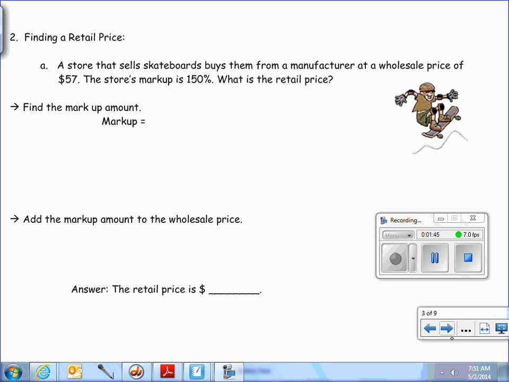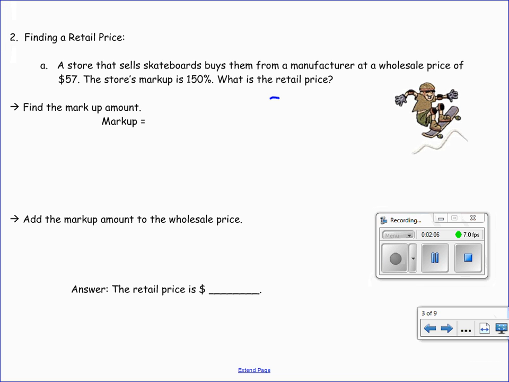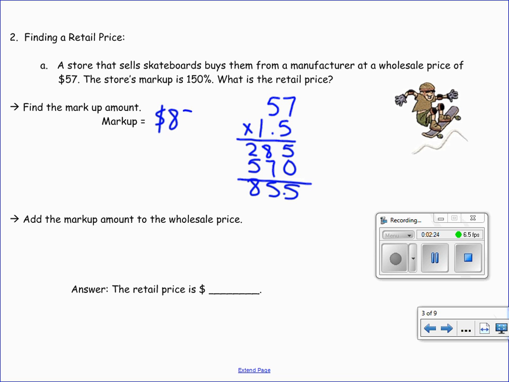Finding a retail price. A store that sells a skateboard buys them from a manufacturer at a wholesale price of $57. The store's markup is 150%. What is the retail price? So first of all, we need to determine what the markup is going to be. So we're going to take 57, multiply it times 1.5. So the markup is $85.50.